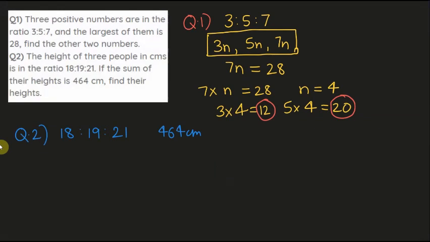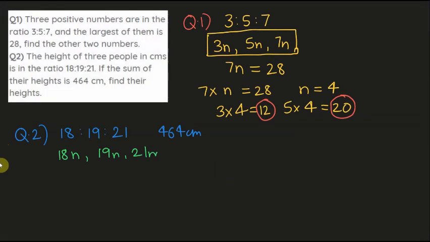Okay, so let's see how we can solve this. As we know, the actual heights will be 18n, 19n and 21n. These will be the actual heights of the three people. So we need to find what 18 into n, 19 into n and 21 into n are, and n remains the same for all of them. We need to find out what n is, and then we'll multiply n with 18, 19 and 21 to get the final heights. So how do we find n?